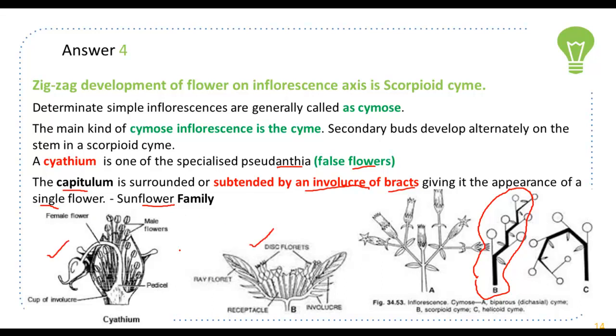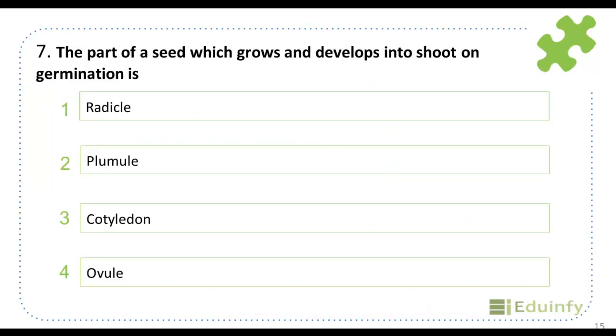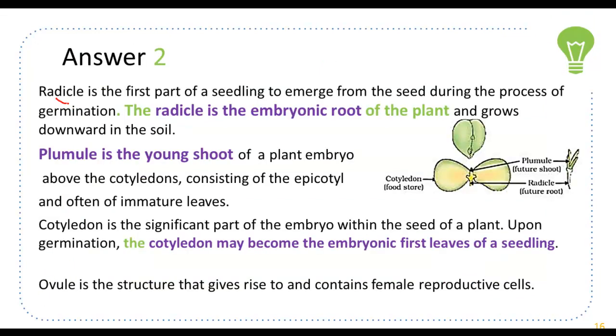This one is cyathium. The part of seed which grows and develops into shoots on germination is radicle, plumule, cotyledon, ovule. Part of seed that grows and develops into shoot, that is plumule. Second one is the answer. The radicle is the first part of seedling that emerges from seed. A radicle forms the embryonic root and it grows downward. Plumule is the young shoot, and cotyledon may become the embryonic first leaf of the seedling.